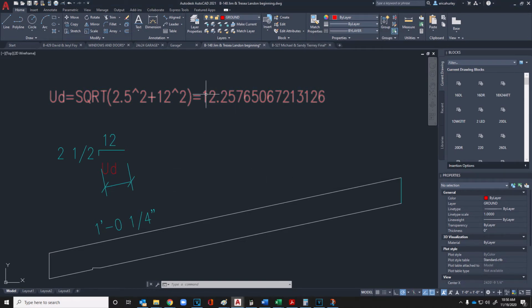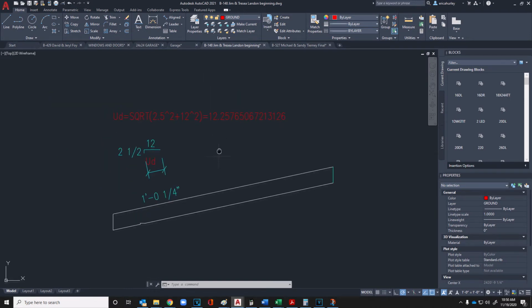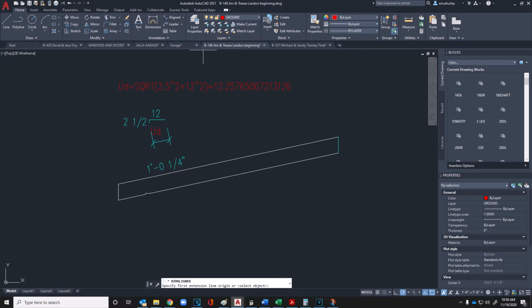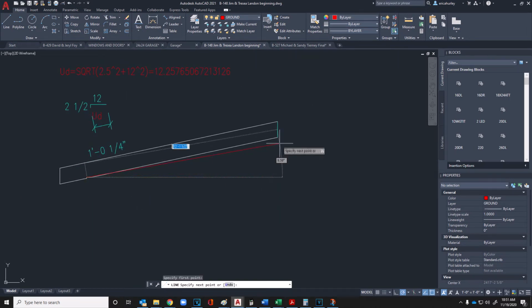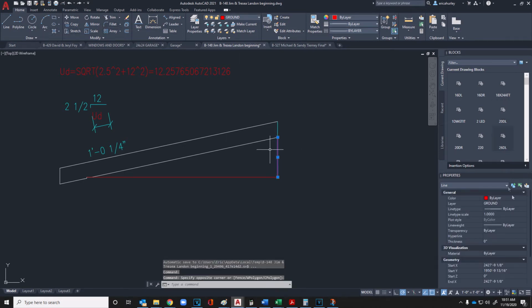So with this number, I can start going through that whole rigmarole that I did to find out what my line length is. Remember that the line length is to the bird's mouth. So if I've got a little triangle here, it's going from the outside edge of my bird's mouth to the center of the roof here. So let's make that a center line.